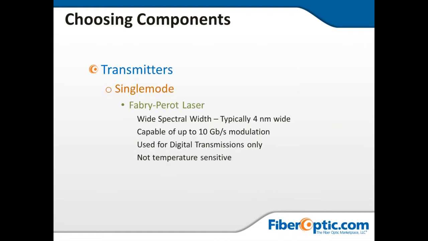Now if you look over on the outside plant or long distance side, or single mode, although single mode is very, very common in campus environments of, say, customer-owned outside plant, that generally is the Fabry-Perot laser. It has a fairly wide spectral width of about 4 nanometers. I'll give you an idea: if the central wavelength, right on the tip, is 1550 nanometers, that means the actual beam width is totally about 4 nanometers wide, and that's considered wide. It was capable of up to about 10 gigabits modulation and was a digital transmission only. It was not particularly temperature sensitive.